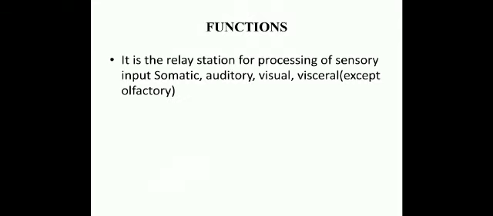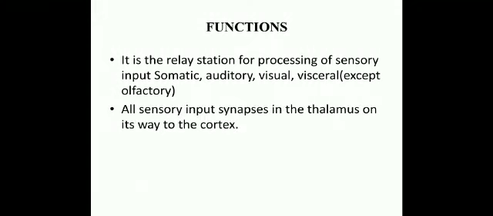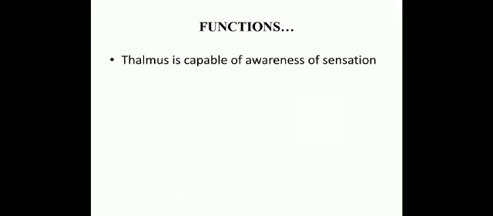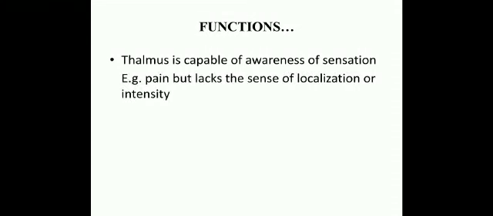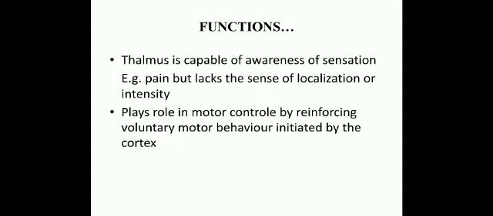The functions of the thalamus: it is the relay station for processing of sensory input, somatic, auditory, visual and visceral, except the olfactory. All sensory inputs synapse in the thalamus on their way to the cortex. It plays a role in the sleep-wake cycle, and the thalamus is capable of awareness of sensation, for example pain, but lacks the sense of localization or intensity. It plays a role in motor control by reinforcing voluntary motor behavior initiated by the cortex.